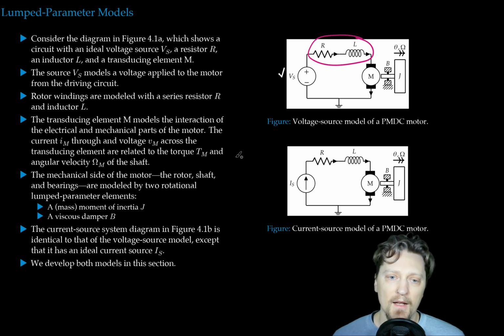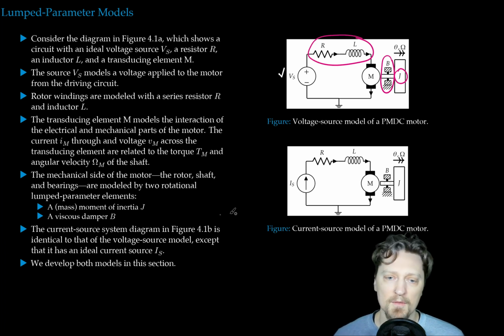The mechanical side of the motor, the rotor, shaft, and bearings are modeled by two rotational lumped parameter elements, a mass moment of inertia J and a viscous damper B, diagrammatically represented as a bearing. Okay, so that's our voltage source system.